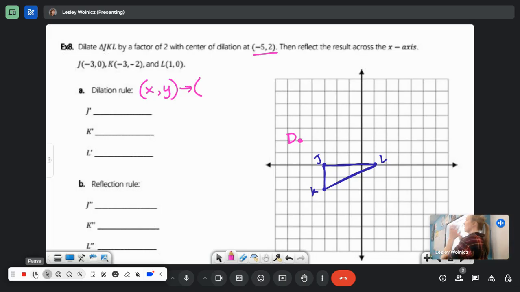Okay, how are we transforming x and y? What are we doing to our coordinates? Yes, we're multiplying by 2. So we're going to double the x. We're going to double the y. This is going to be a much better picture.